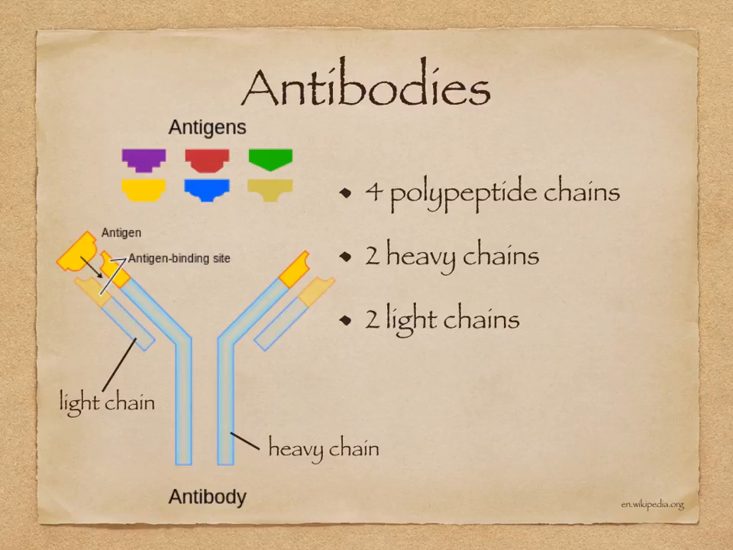So antibodies comprise 4 polypeptide chains. You've got 2 heavy chains and 2 light chains. So notice how the heavy chain is in the middle and the light chains are those smaller chains on the outside there.